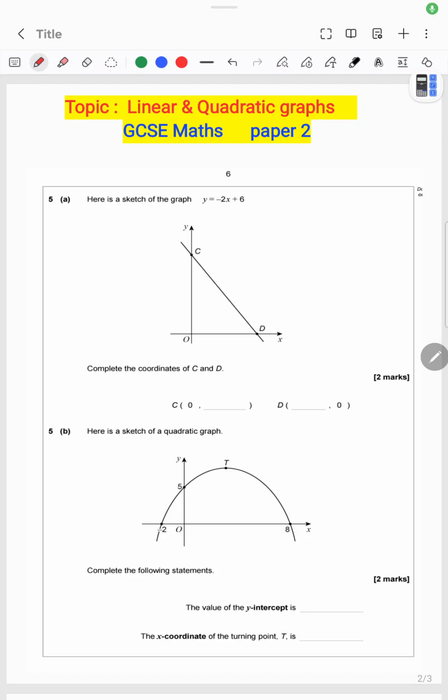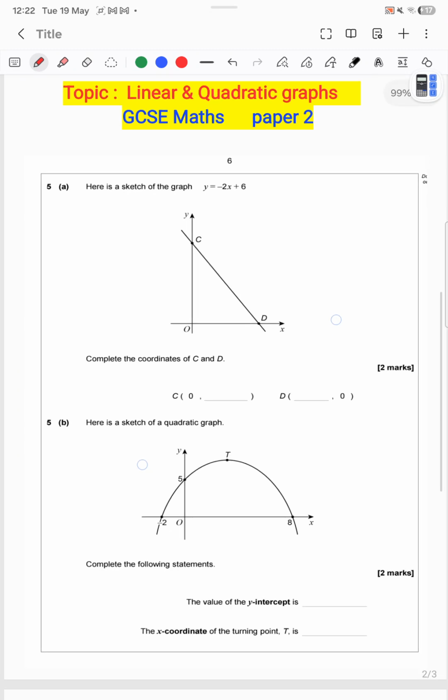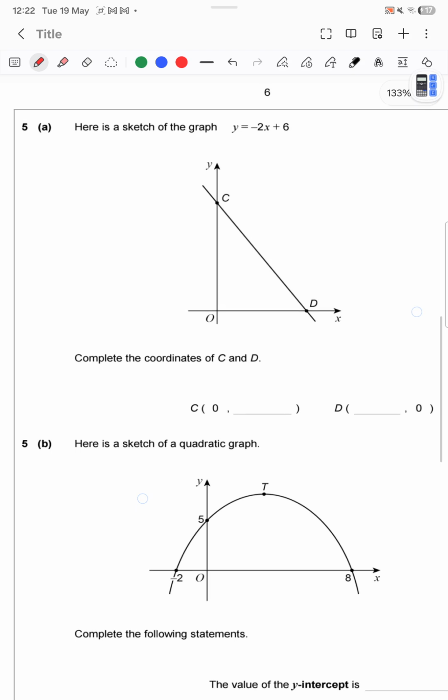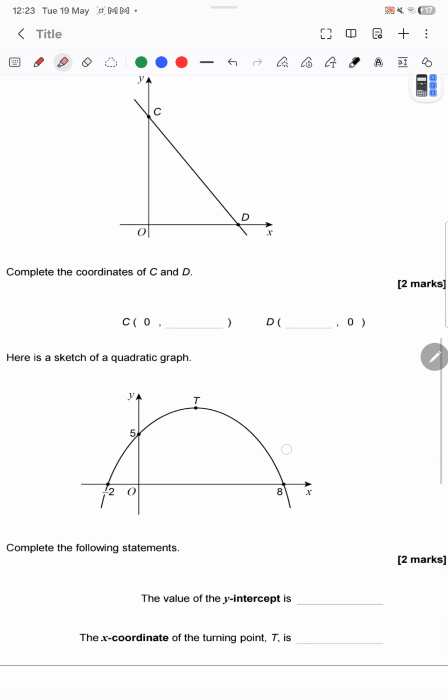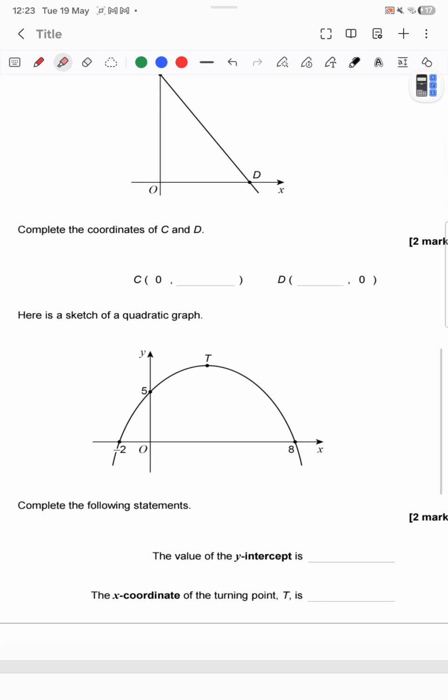Hi, in this video we will discuss the topic linear and quadratic graphs with the help of this exam question. So first of all, we do have a question which is, here is a sketch of the graph y equals minus 2x plus 6, and we do have the sketch of the straight line as well, and we need to complete the coordinates of C and D. The x coordinate of C is given as 0 and the y coordinate of D is given as 0. We need to find the y coordinate of C and the x coordinate of D.